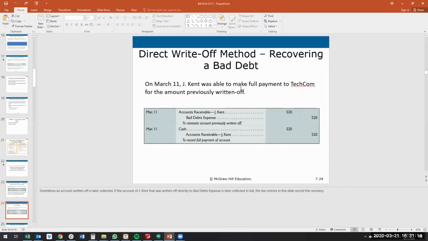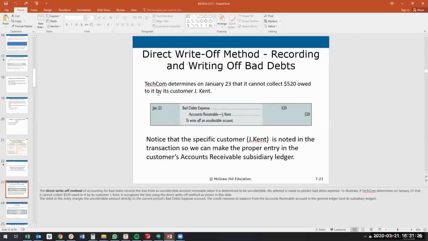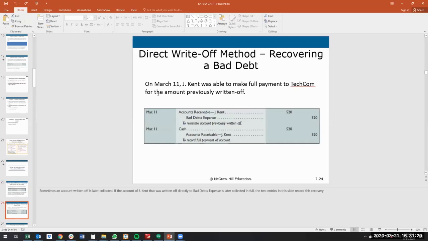If the customer was able to make full payments, then we'll just reverse the entry. That happens sometimes, where in January we determine a company won't be able to pay, but then the company either does better after the bankruptcy, or decides that they need the product.